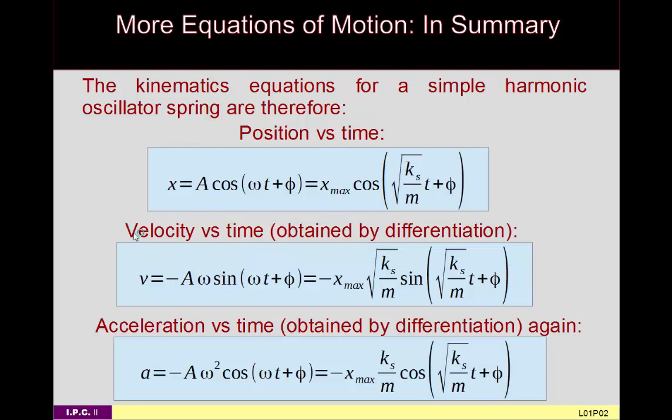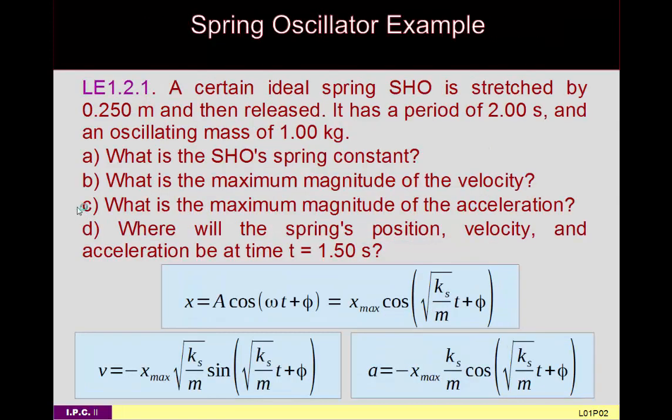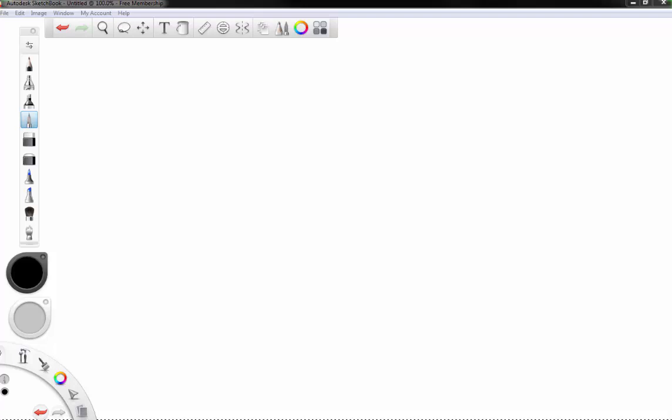So let's do a slightly longer spring oscillator example. Okay, so you have an ideal spring. It's being stretched by an amplitude of 0.25 meters. It's released with a period of 2 seconds. It's got an oscillating mass of 1 kilogram. So to write all of that out, we have amplitude is 0.25 meters. Period equals 2.00 seconds. And mass is equal to 1.00 kilogram.